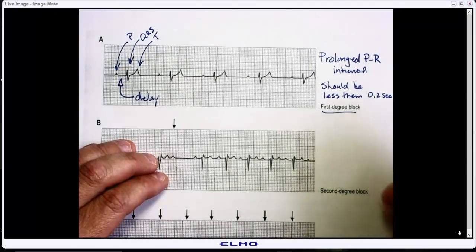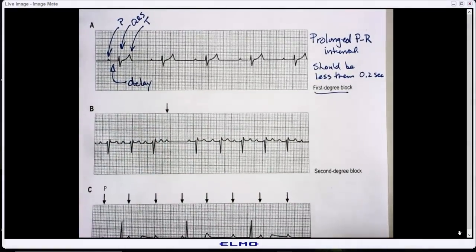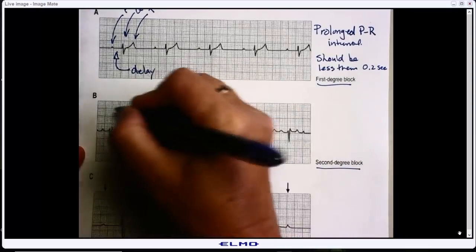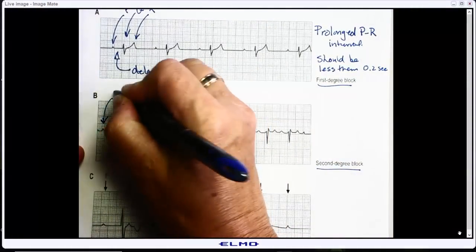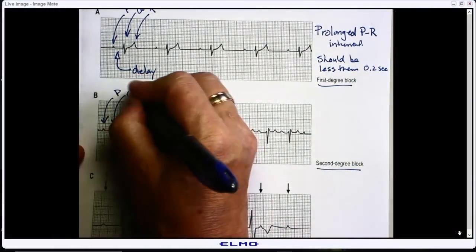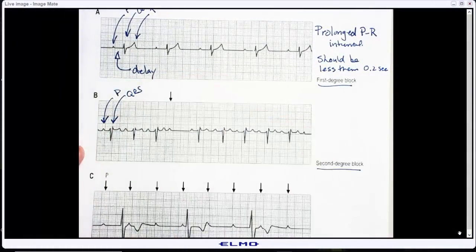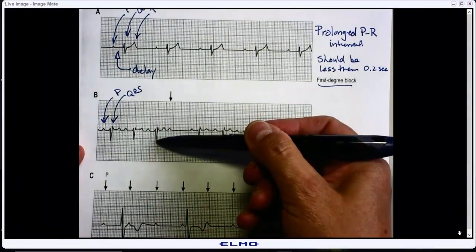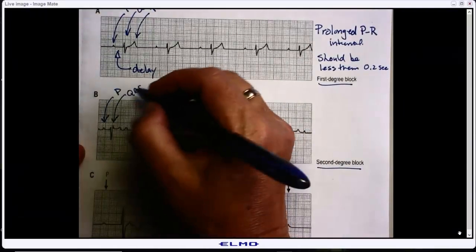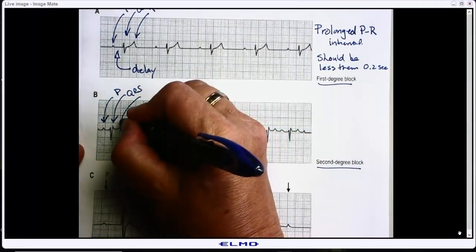Okay, if it's more than that, then you know you've got something funky going on with the conduction system. Okay, and then we can move into second degree block, right, where here you can see our P waves, you can see your QRS, and it doesn't bother us at all that the QRS is inverted because the direction of the wave doesn't matter. And then looks like we got a T right here.